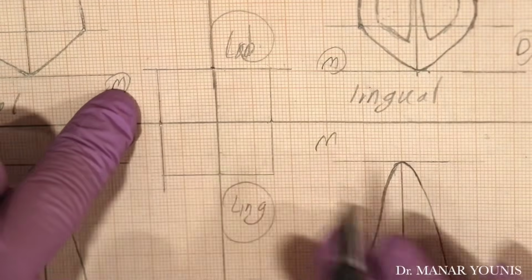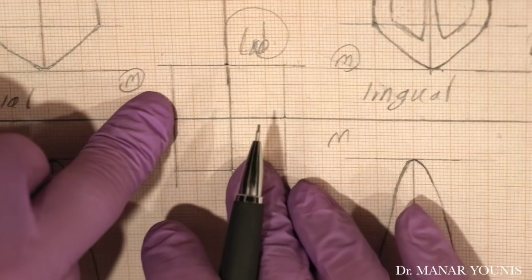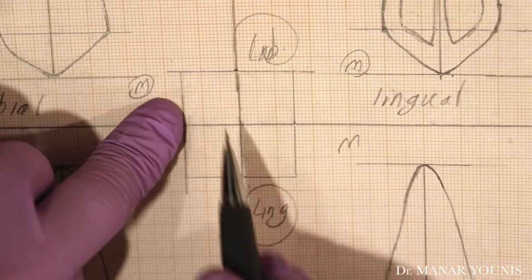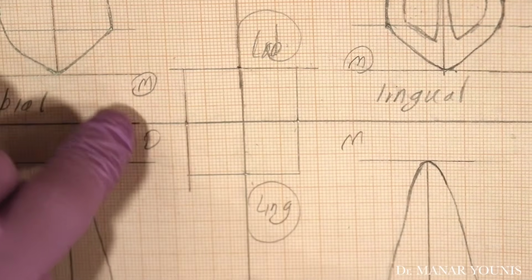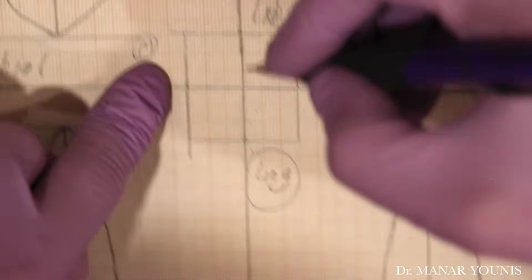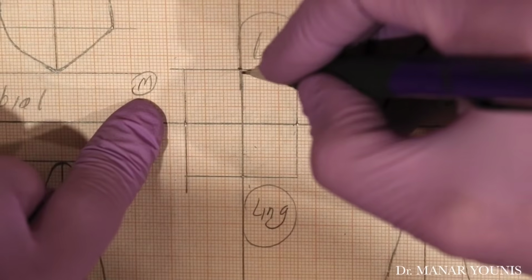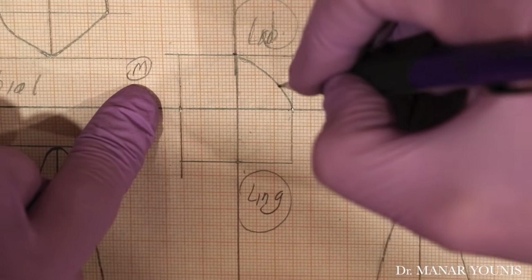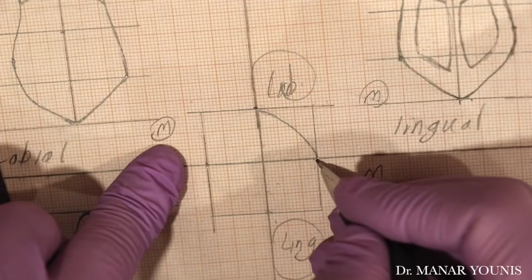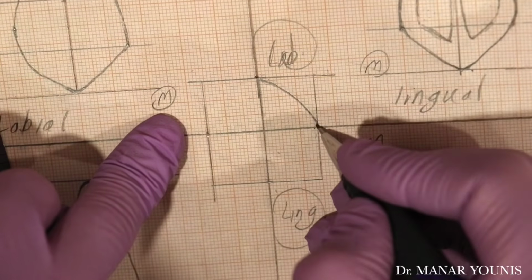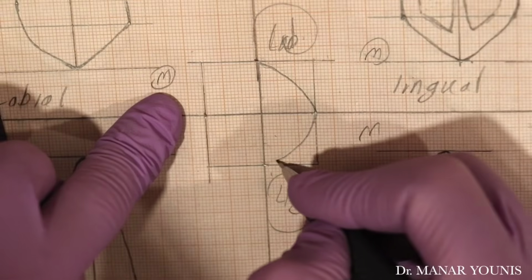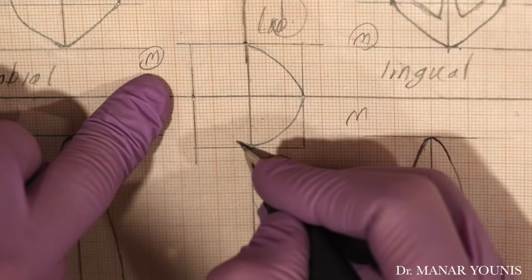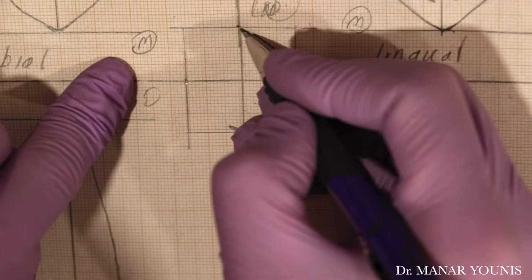As you can see, unlike the maxillary central and lateral incisor, the labiolingual dimension is slightly greater than the mesiodistal dimension. So as we said, the mesiolabial aspect is almost a quarter of a circle. Mesiolingual is convex. This is presenting the cingulum.